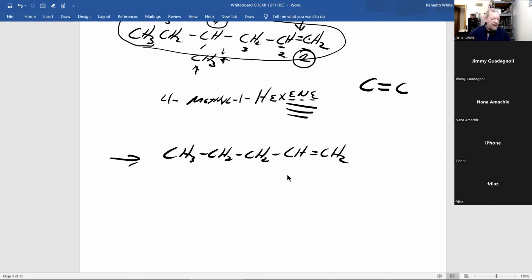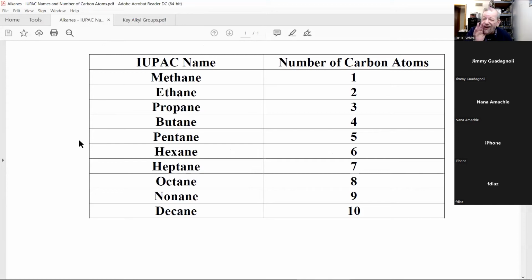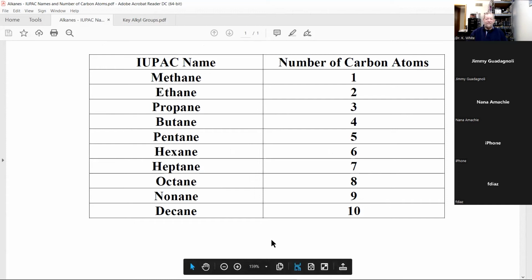Here's one for you to try. Give the IUPAC name for that molecule. Go. Go. That wasn't polite. I'm sorry. Not really. And for those of you who haven't learned, here's this table. Look up 5. Remember, on a test, you're not allowed to use that table. You have to learn it.